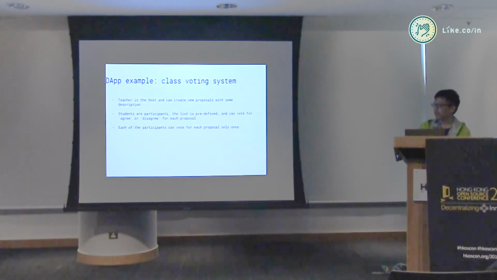The design of the system will be like this. Is it too small to look? Okay, I'll just talk. The teacher will be the host, and only the teacher has the right to create a new proposal. And the proposal will have some simple string as a description. The students are the participants. Therefore, we don't deal with the airdrop period. Just assume that the list of the students is predefined. They will not be removed nor added. And each of the students can vote for each proposal, maybe once and only once. The voting system will not allow double voting for the same proposal.